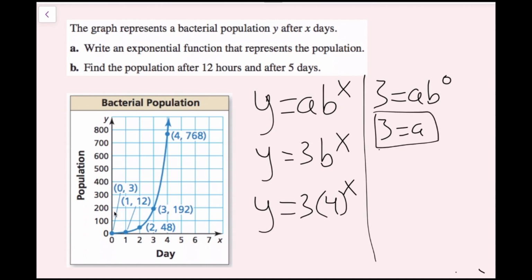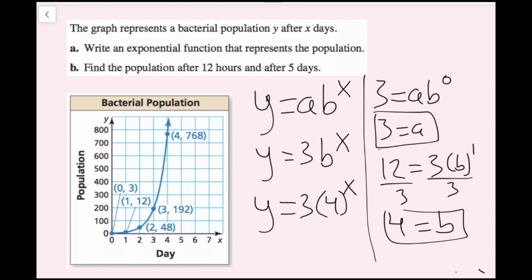Next, I could plug in the point 1, 12. Okay, so my y value would be 12. My x value would be 1, but I already know my a value. My a value is going to be 3. So then I could do 12 equals 3 times b to the power of 1. Well, b to the 1 is just b. Then I could divide 3 on both sides, and I would get 4 is equal to b. And then plug that all in to get this exact same equation. So both ways worked. Okay, so that's how to find our exponential function, y equals 3 times 4 to the x power.